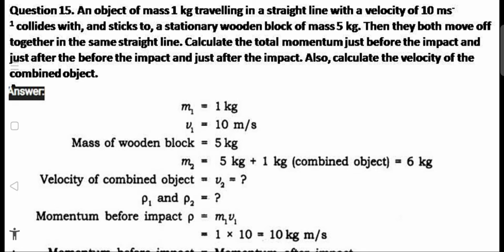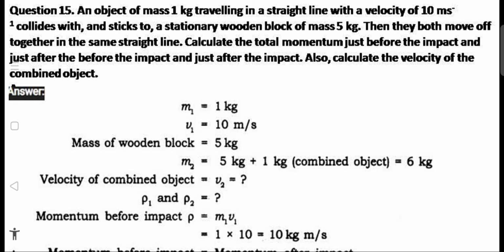Answer: m1 equal to 1 kg and v1 equal to 10 meter per second. Mass of wooden block, m2 equal to 5 kg. The combined object is 5 kg plus 1 kg, it means 6 kg. Now find the velocity of the combined object, v2. Therefore we need p1 and p2, that is momentum.